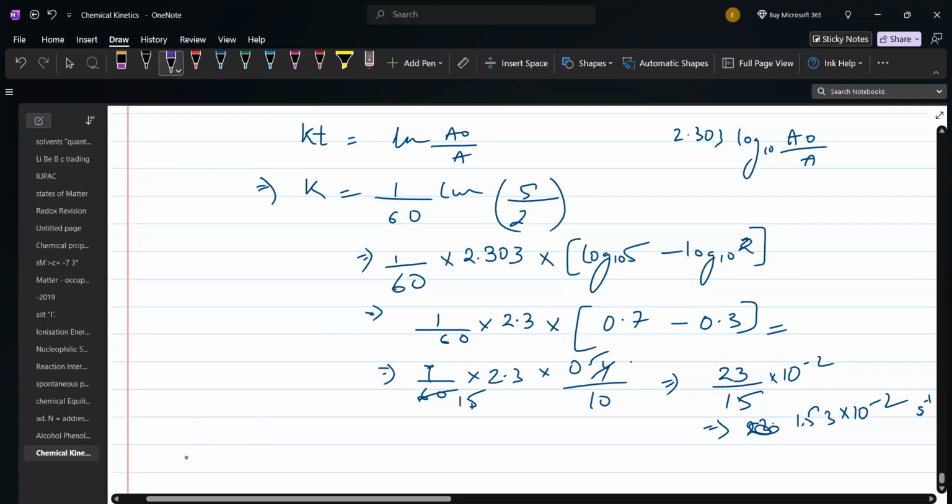Okay. The second question is: a first order reaction is 40% completed in 40 minutes. Calculate K. You have to calculate K. Okay. Understood the question? Yes, sir.